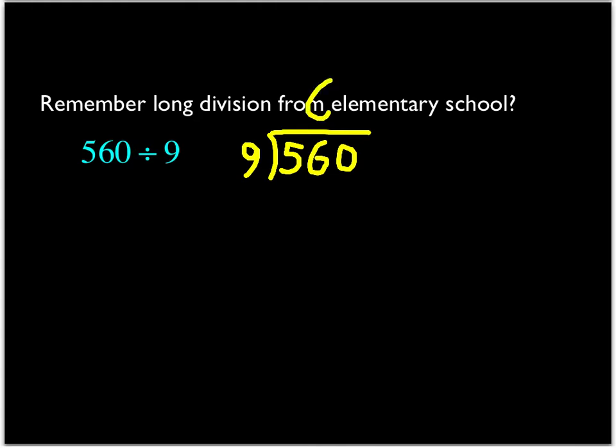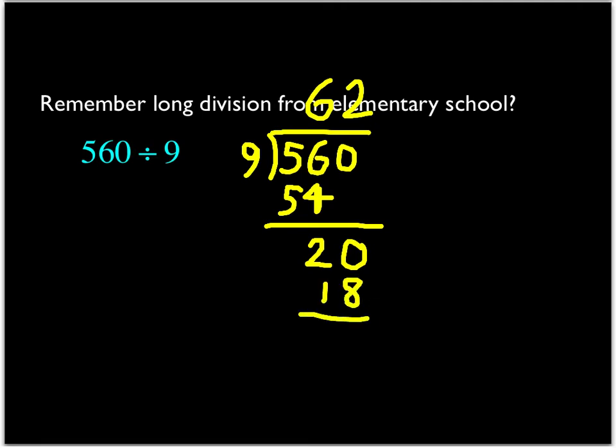9 goes into 56 how many times? Well, you might remember that 9 times 6 is 54, so we multiply it like that. We end up subtracting. 5 minus 5 is nothing. 6 minus 4 is 2. Bring down the 0. Then I repeat that process. 9 goes into 20 2 times. 9 times 2 is 18. And I subtract like that. 9 doesn't go into 2, so I say that 2 is a remainder.